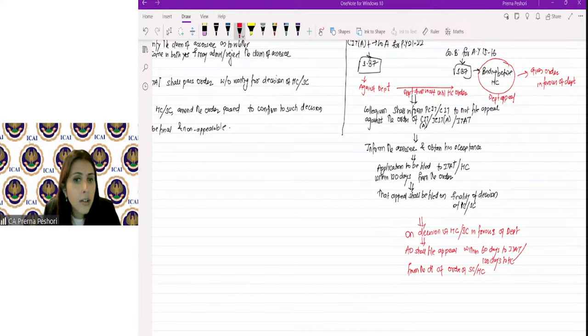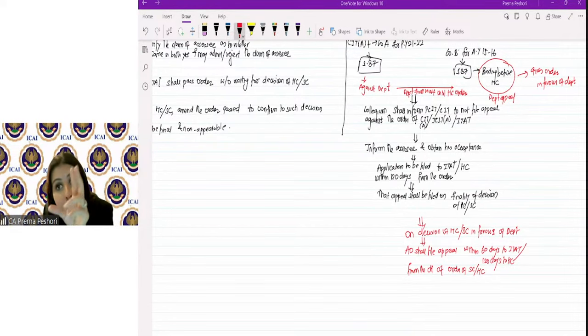If you look at it, then the interest will be going on. There is no exclusion to that. The interest is on the tax which is payable. Now the tax which is payable is basically already determined under the assessment order.